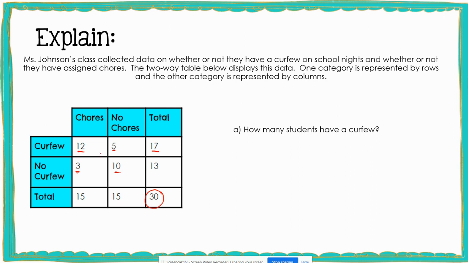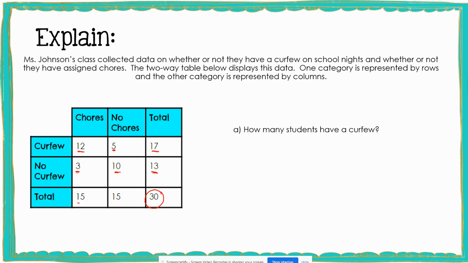17 represents all of the students who have curfews. So you had 12 students with curfew and chores and 5 students with curfew and no chores. That is 17 total students who have a curfew. 13 represents 13 students who do not have a curfew. That is 3 students with no curfew and chores, 10 students with no curfew and no chores. So that is 13 total students with no curfew.